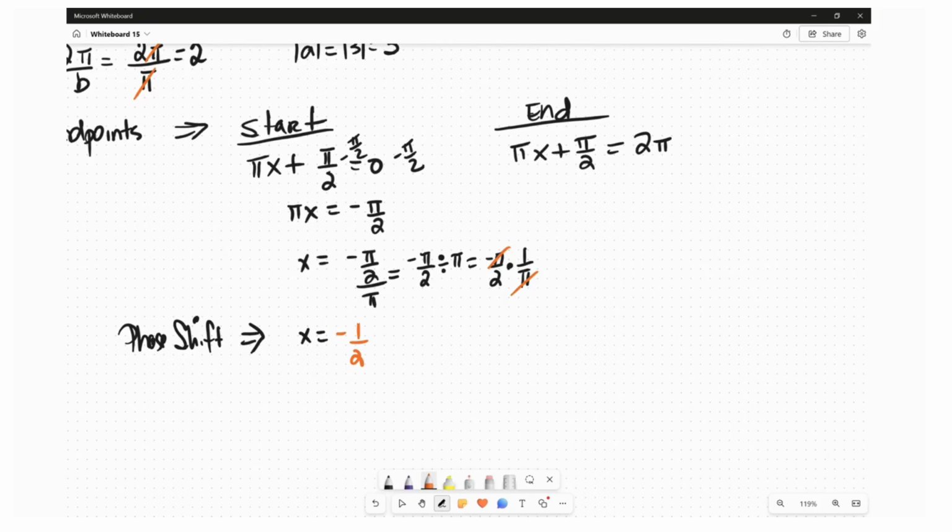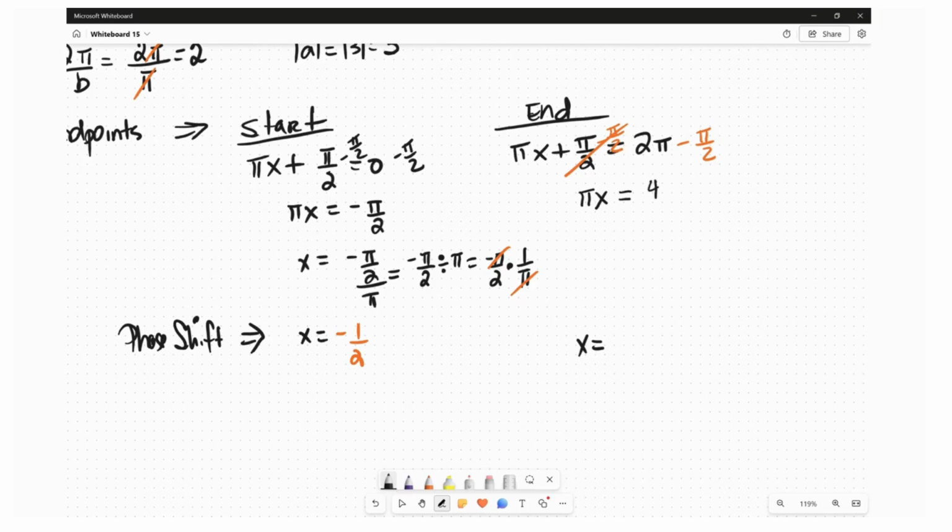All right. So tell me, what is the end over here? X equals what? We started with negative 1/2. Where are we ending? Let's do it together. We got to subtract pi over 2. So that's pi x equals.